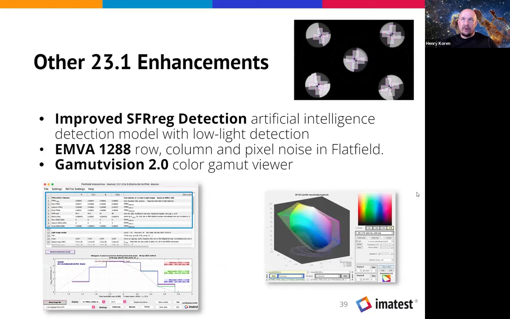We also have improved the detection of those SFRreg targets using an AI detection model, which is especially good for low light identification of those targets. We've added this EMVA 1288, which is the European Machine Vision Association, row, column, and pixel noise into our flat field analysis. That adds to some other EMVA measurements we've already had. We added this color gamut viewer called Gamut Vision, which is something we released a long time ago as a standalone thing, but we've just rolled that into Imatest Master.